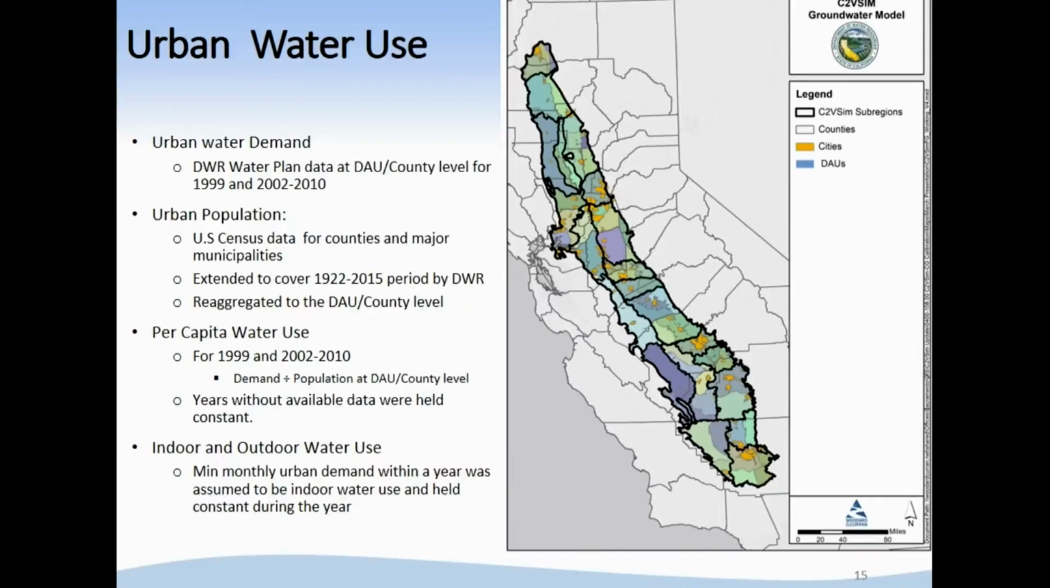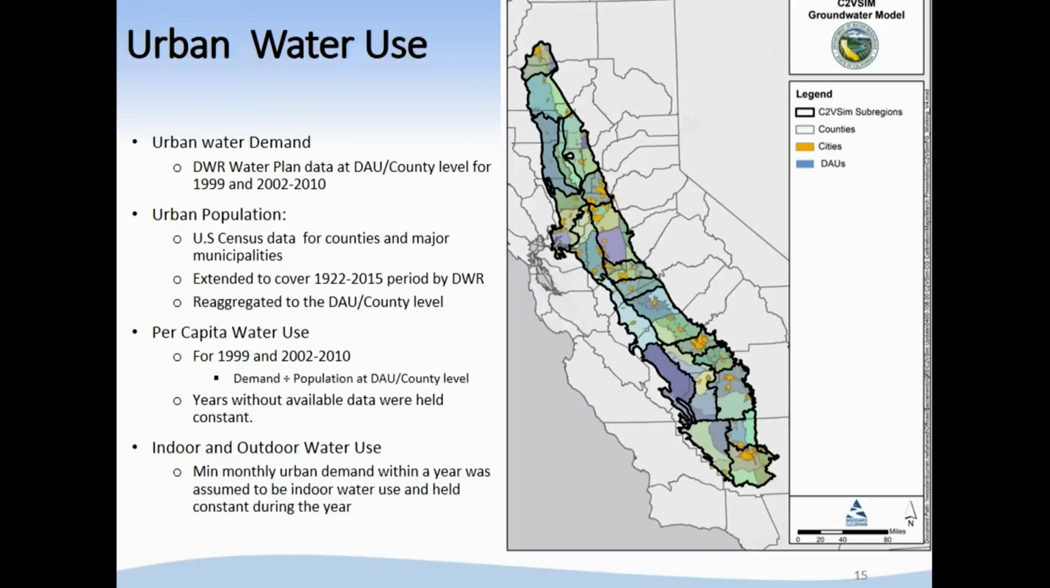When data sets become available, we'll incorporate them into the model as well. As for the urban population, we used any data available from the US Census Bureau at county and major municipality level. And then we extended this information all the way back to 1922 to cover the whole time period. Then we re-aggregated this data to the DAU county level to be consistent with our demand data.